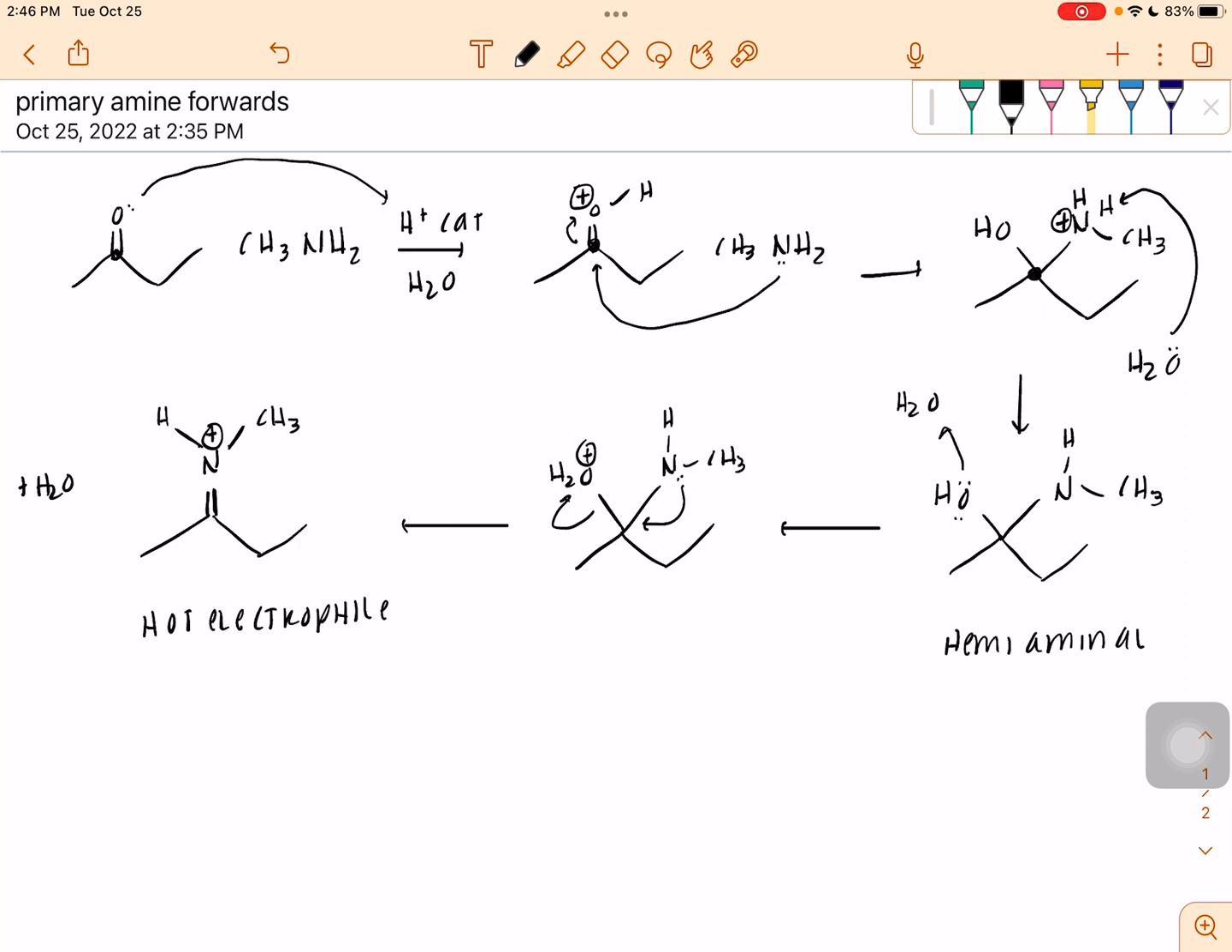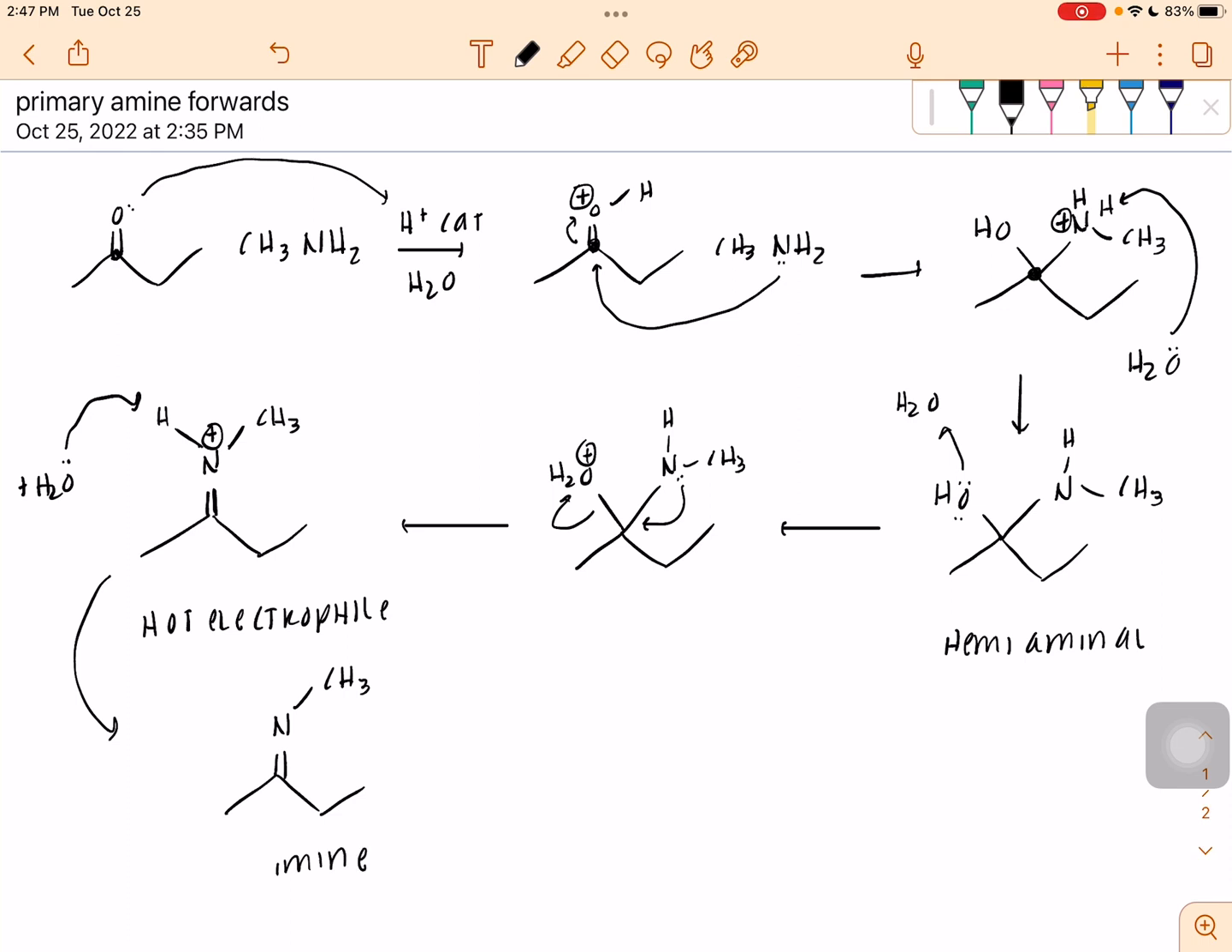So after we form our hot electrophile, now we have to make this nitrogen happy. And similar to how we wanted to make our oxygen leave by making it unhappy, we want to make our nitrogen happy by taking away a hydrogen. So the water that we just formed could grab onto this hydrogen, and then we're going to make our final product. So we have our CN double bond. The nitrogen is bonded to the CH3, but no longer a hydrogen. And this is our final product.